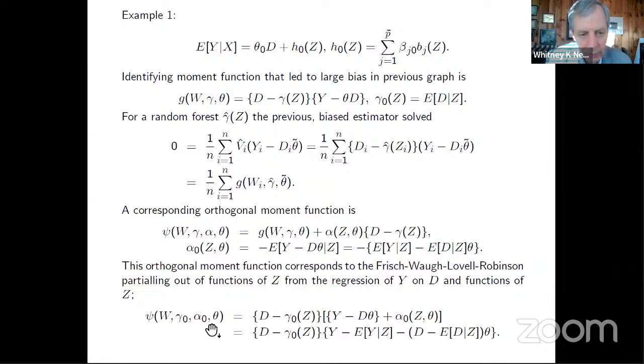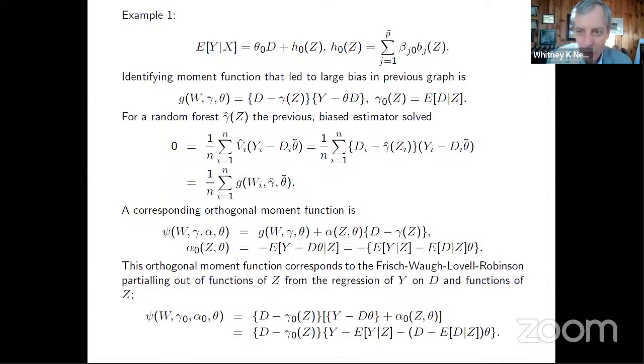orthogonal moment function is. When you plug in the true gamma naught, remember gamma naught was the regression of the variable of interest on the covariates. Okay, so that's what gamma naught is right there. And then you have y minus d theta, so that's the g part. And then we're adding this alpha, and we're going to plug in the true one, the true alpha naught. And you get d minus, you get the residual from regressing d on the covariates. And then for the rest of it, you get the residual from regressing y on the covariates minus the residual from regressing d on the covariates times the parameter of interest.